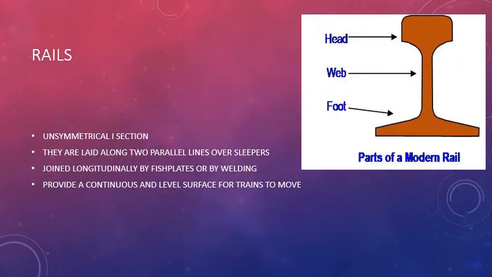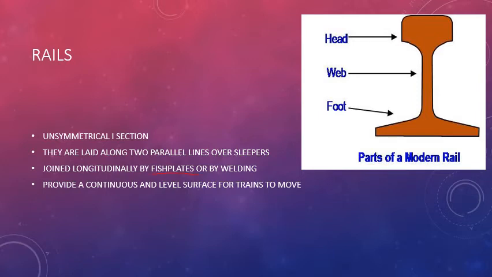So first we will look at what these rails are. These rails are generally unsymmetrical I sections made of steel, and they are laid along two parallel lines over the sleepers. These I sections rest over the sleepers. The sleepers are generally made of concrete, wood or metal, etc. And these rails are joined longitudinally by fish plates or by welding.